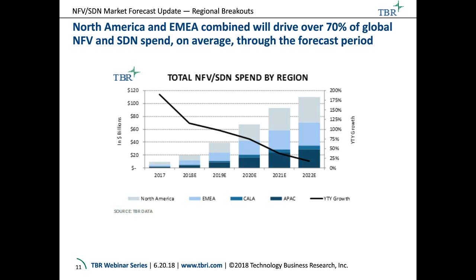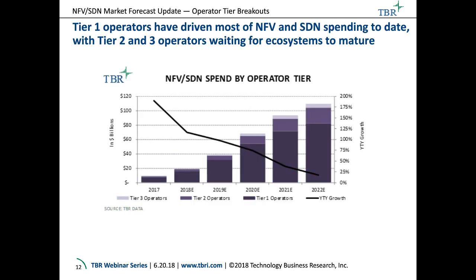So let's look at this a little bit differently now. We have the market size broken out by tier of operator, tier 1, 2, and 3 operators. The way that we segmented the operators is by subscriber counts. If any operator has 50 million or more subs, they're a tier 1. If they have 5 million to 50 million subs, they're a tier 2. And if they have less than 5 million subscribers, we consider them tier 3.